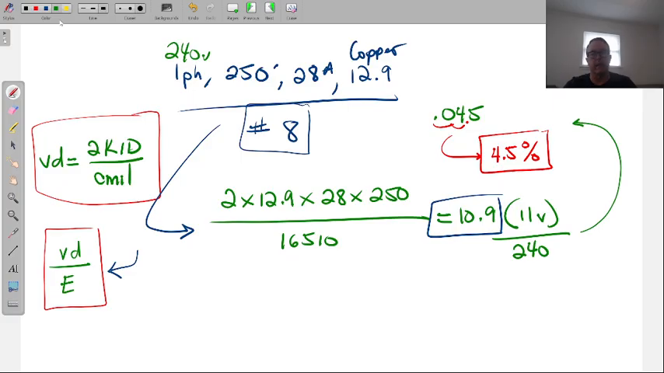Now remember, the code book gave us that 3% for a branch circuit. That came out of Article 210.19 and in the feeders as well.